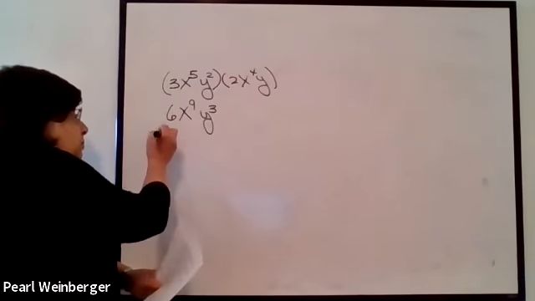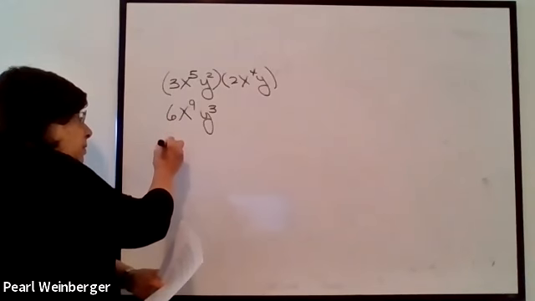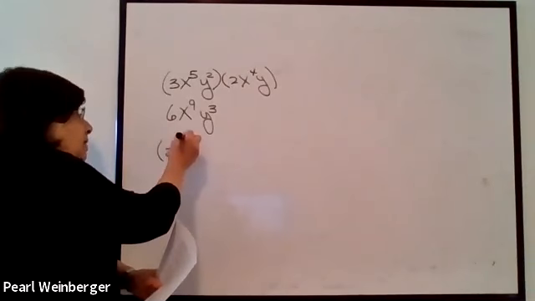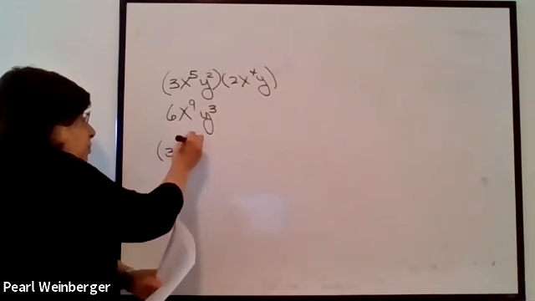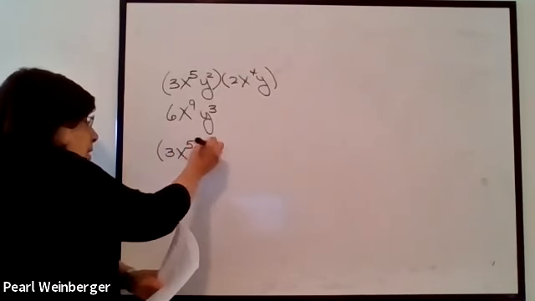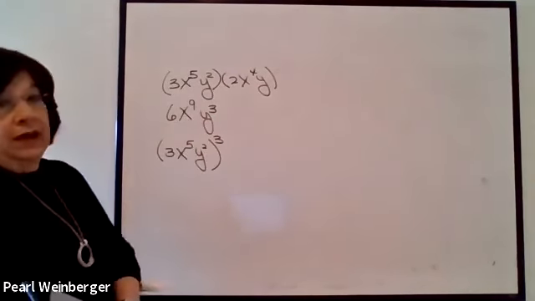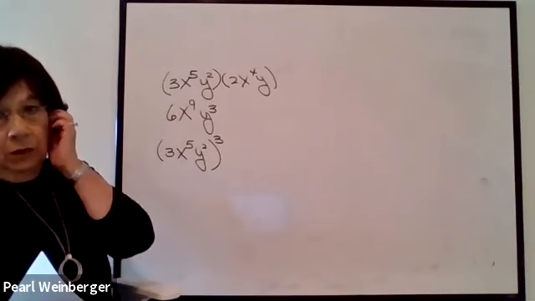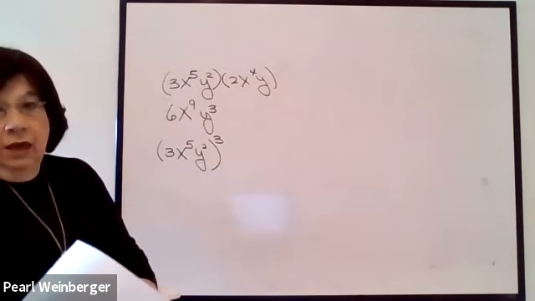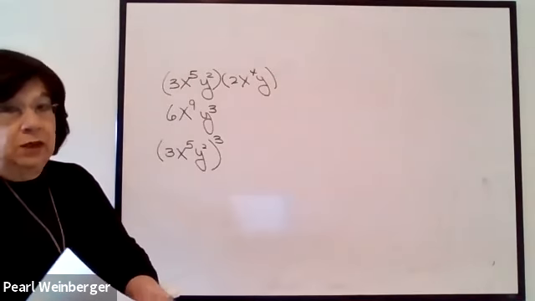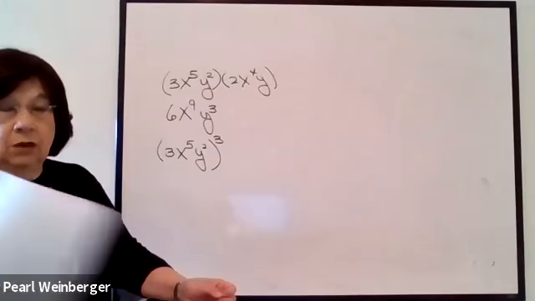Sometimes we have an expression like this, where we will have, let's say, 3x to the fifth y squared, and on the outside, we will have some sort of exponent. What happens when we have an exponent? Well, there are two ways of looking at this.